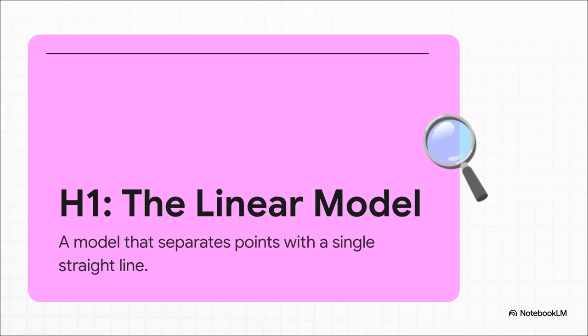First up is model H1, the linear model. Its strategy is really straightforward. It just draws a single straight line. Anything on one side of the line is in one group, and everything on the other side is in another. It's one of the most basic building blocks in all of machine learning.